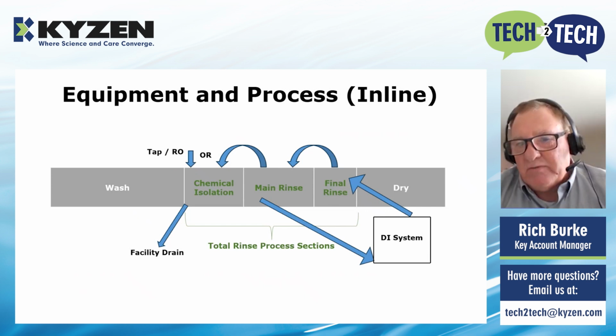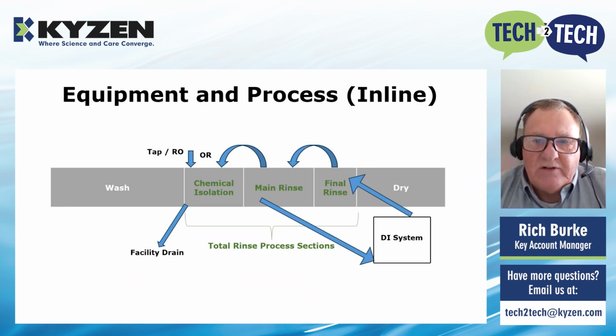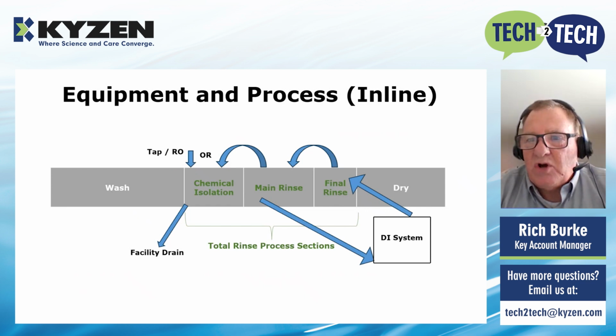The main rinse or recirculating rinse, and then a final rinse, which is where the highest purity water would come into the system. What you generally would see is a final rinse to rinse cascade system where the rinse water is flowing back to some kind of a purification system. In this case, it is being shown with a DI water system.